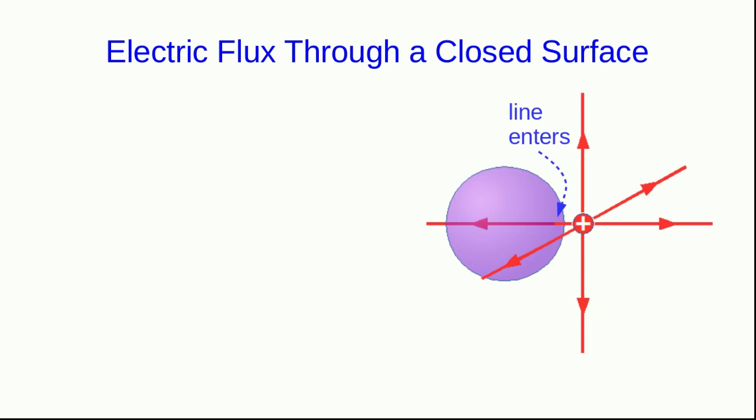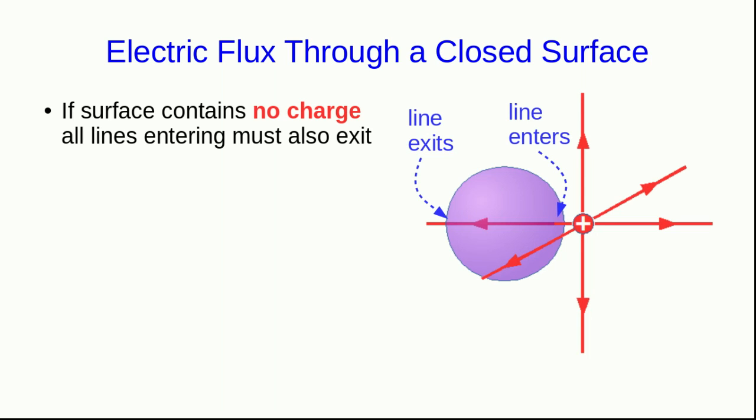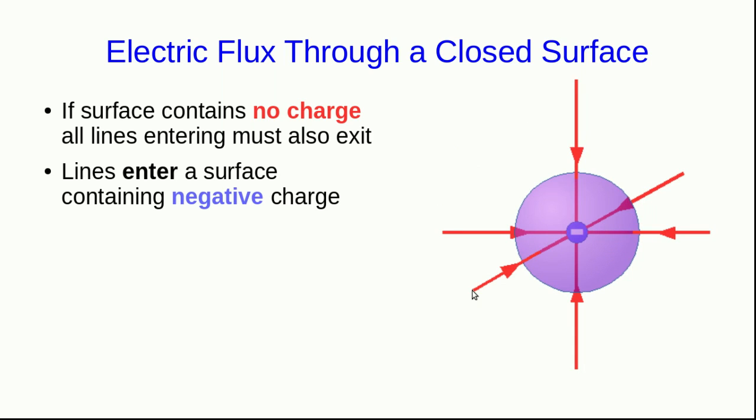But notice that it enters on one side of the surface, and it exits on the other side. And in fact, it must, because the only place a field line can terminate is on a negative charge, and there's certainly no negative charge inside that surface. And so if a surface contains no charge, all lines that enter the surface must also exit it. On the other hand, if the surface contains a negative charge, then because lines have to end on negative charges, lines have to enter a surface that contains a negative charge.